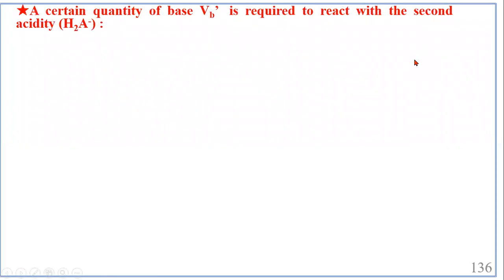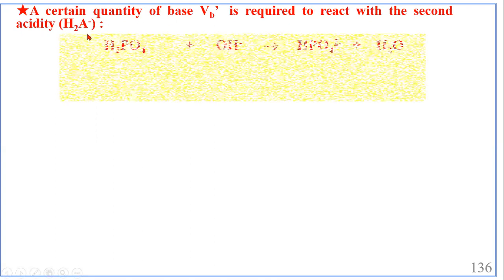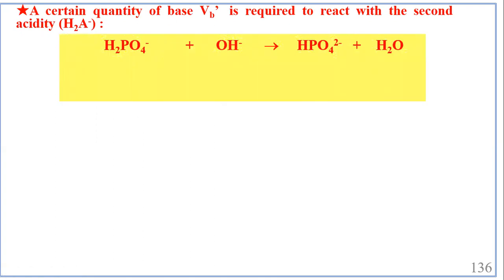I have to add more base. Remember VB prime? That's the amount of base after the first equivalence. So if I want more base after that, I call it VB prime, and that's required to react with the second acidity, H2A. So let's take this equation now. If I'm reacting the H2PO4 minus, which I originally started with 3 millimoles, how much OH minus should I add? That's concentration times the volume VB prime.